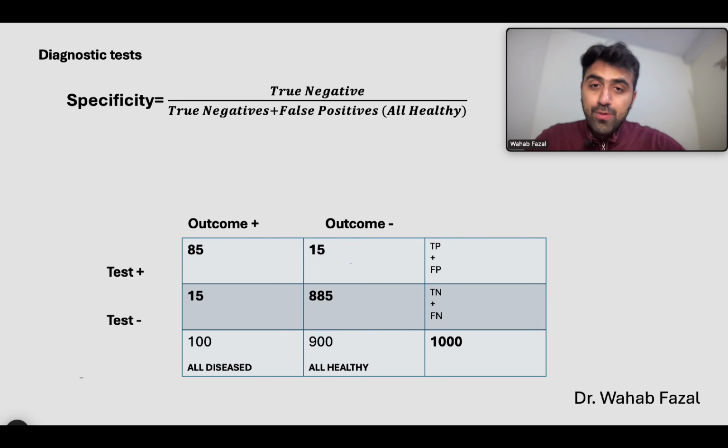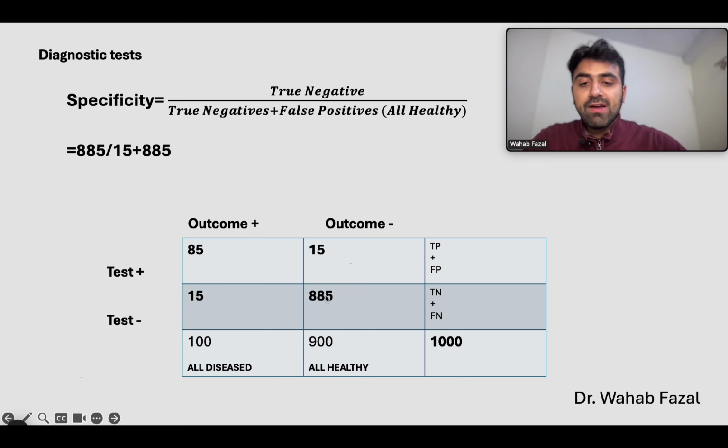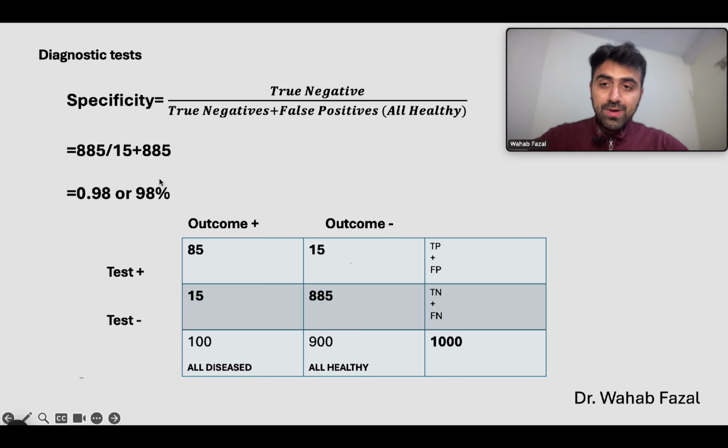And then if you put in the formula for specificity, this is true negative over true negative plus false positive. Basically true negative over all of the healthy people. So this comes up to be 885 over 885 plus 15, which if you calculate comes up to be 98%. If you remember the way I told you, in 100 people that don't have the disease, the test turns up negative 98% of the times. 2% of the times it turns up to be a false positive.